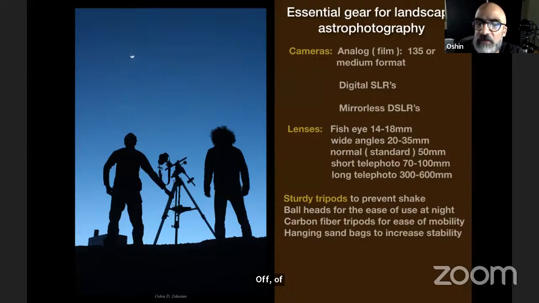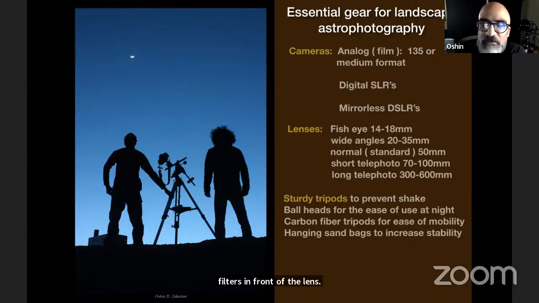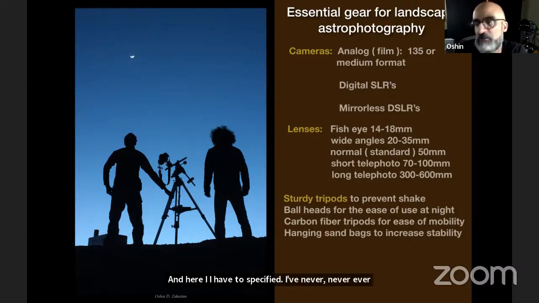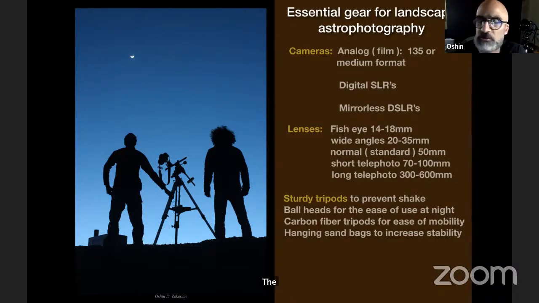And the long telephoto lenses are mostly used for moon shots or sun photography. Of course, when you want to photograph the sun, you need to use special filters in front of the lens. And here I have to specify that you should never ever look at the sun through any camera lens or with your naked eye, because it's very dangerous. So you should always use dedicated filters to cover the front of your lens in order to photograph the sun safely.